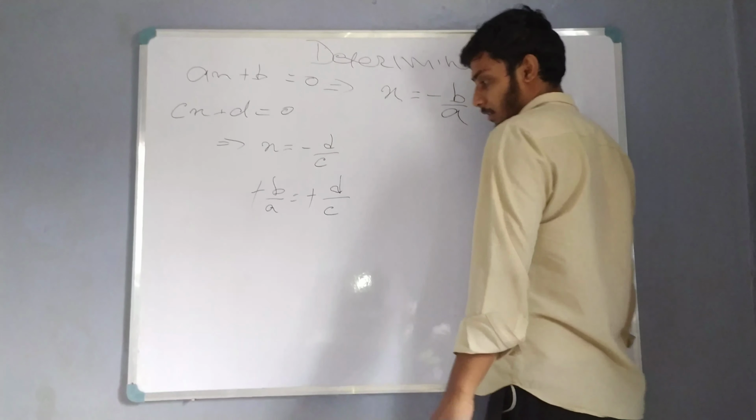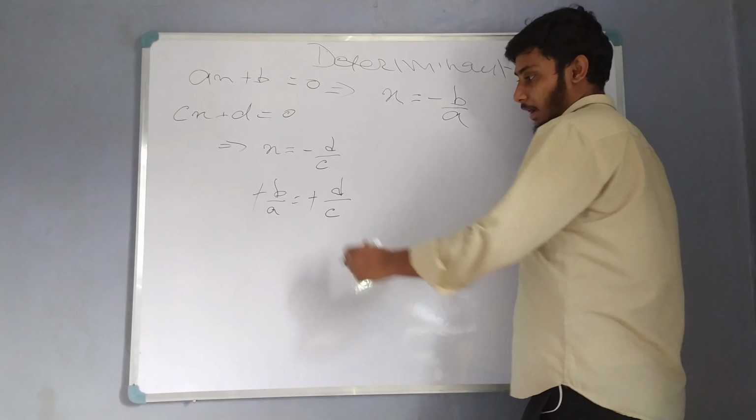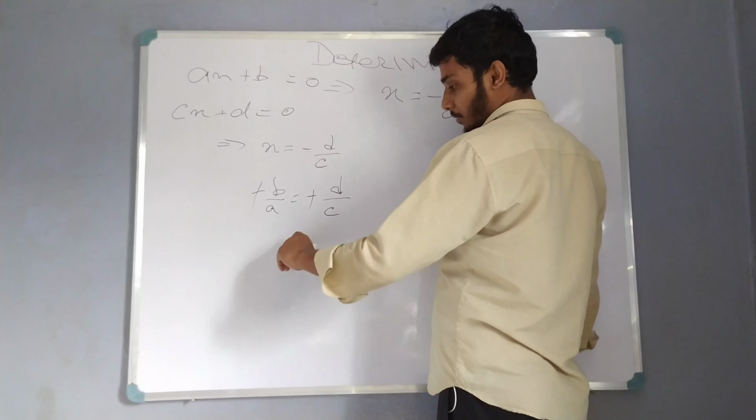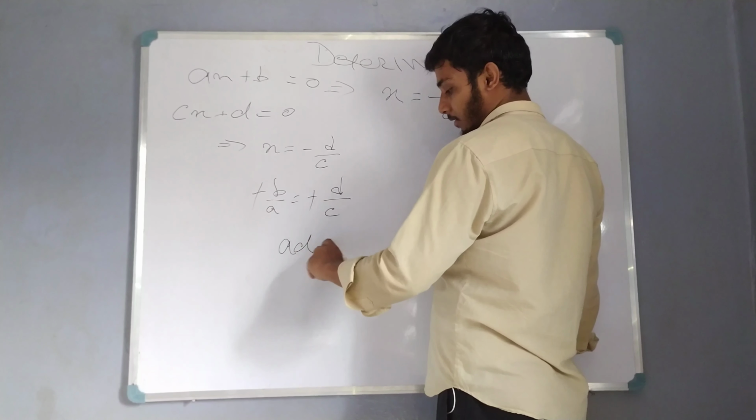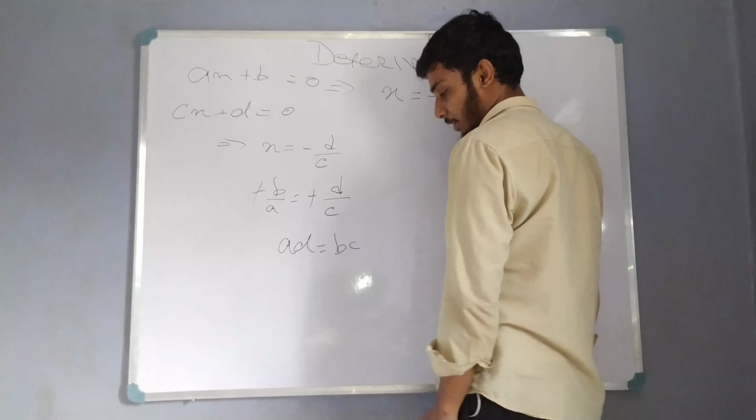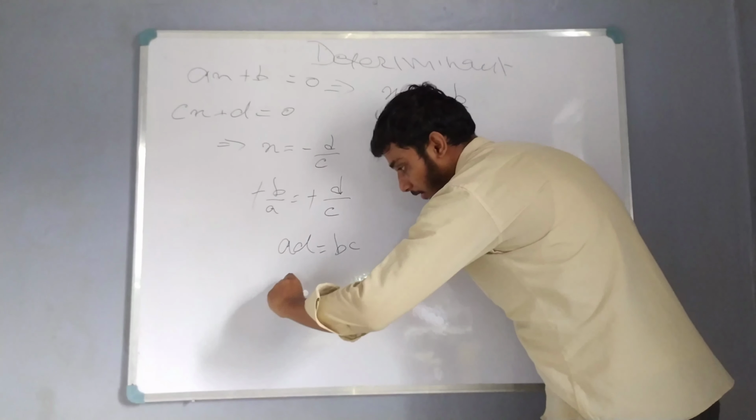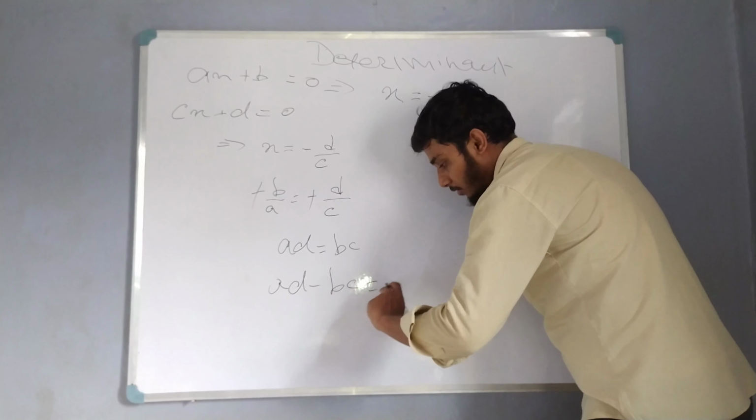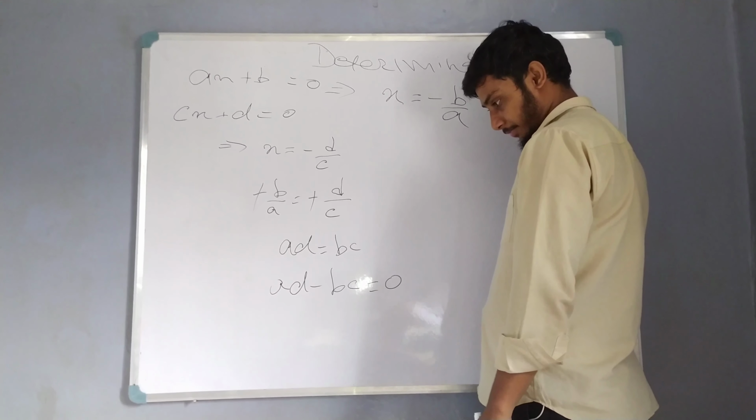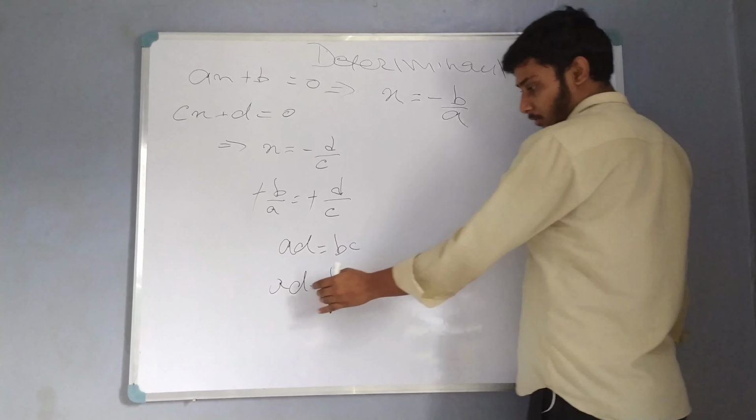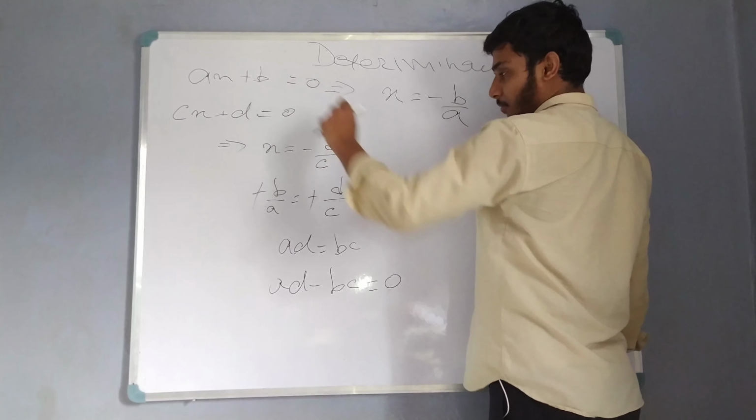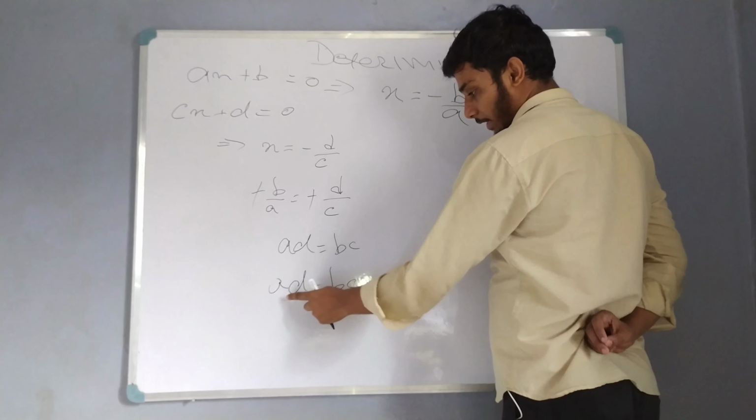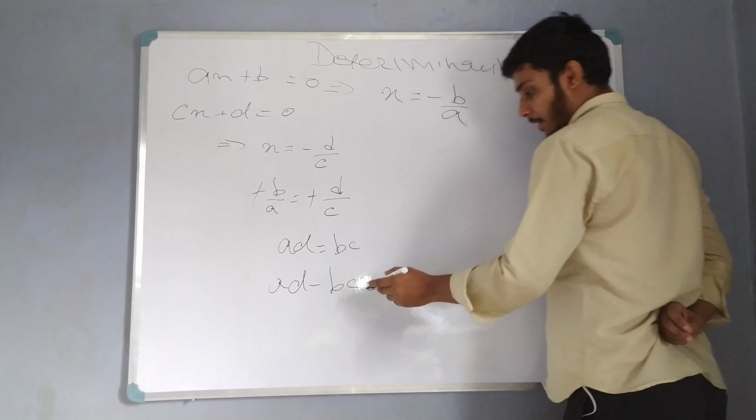And if you cancel minus, and again cross multiply, it will be ad equal to bc, and this will be ad minus bc equals to 0. So by eliminating x from these two equations, what we have got is ad minus bc equal to 0.